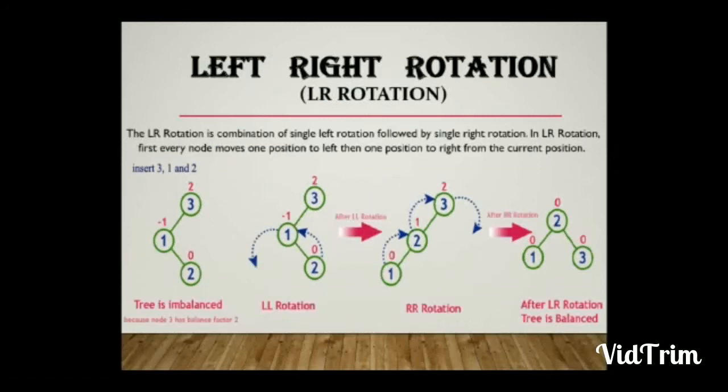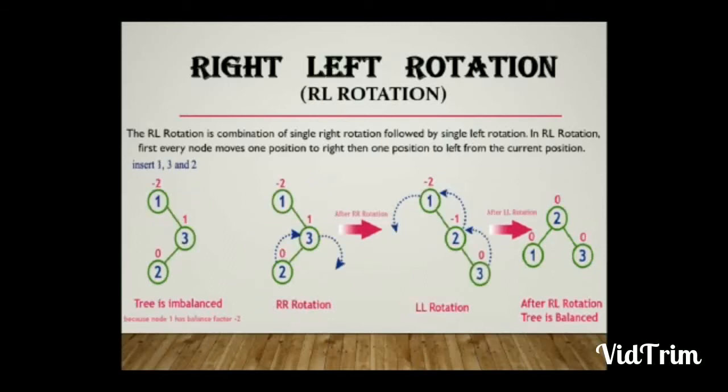The left-right rotation is a type of double rotation in which first we move the element one position to the left and then one position to the right. In the tree, you can see the balance factors are 2, -1 and 0. To make it balanced, first we move the element to the left and then to the right so that the balance factor becomes 0.